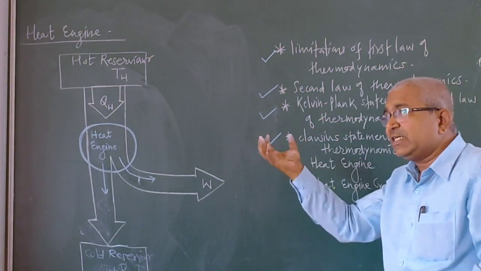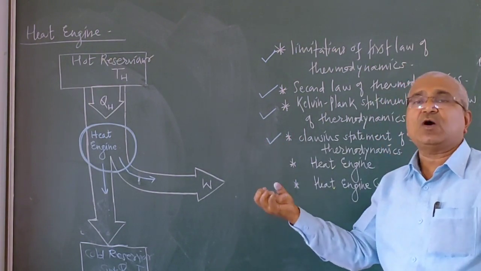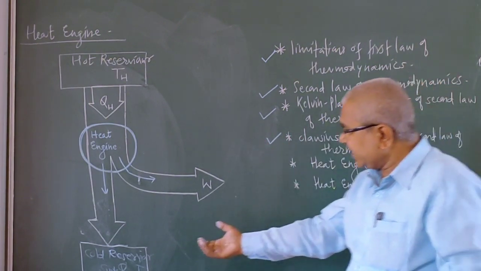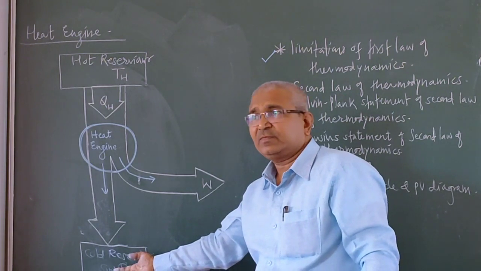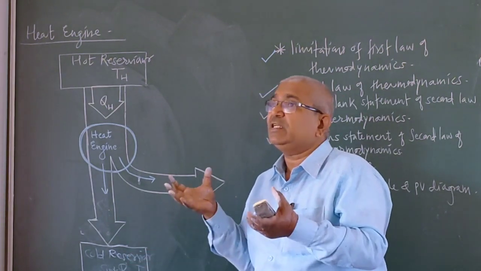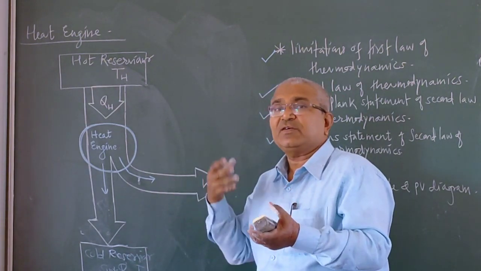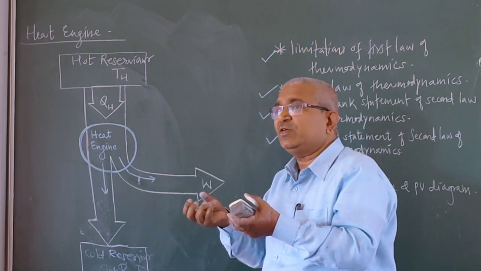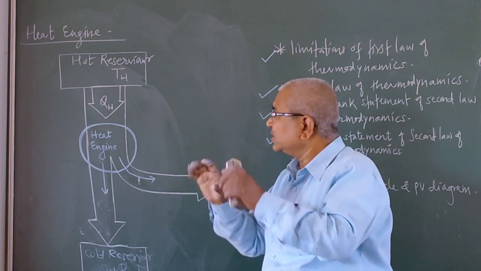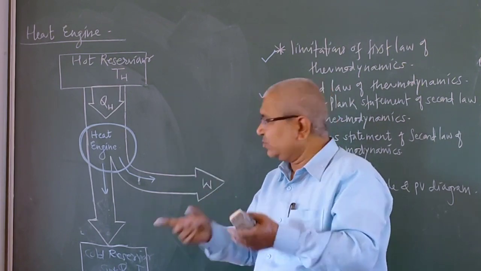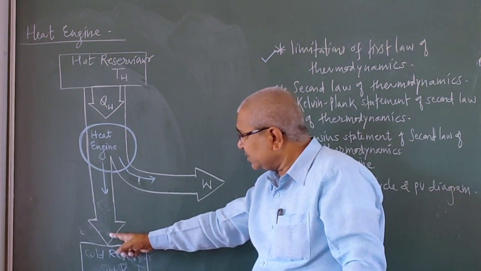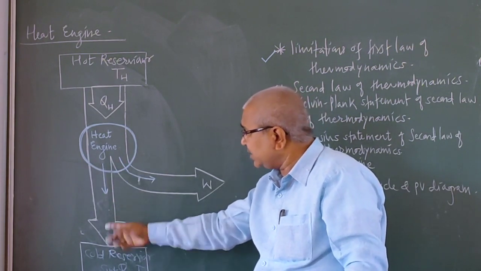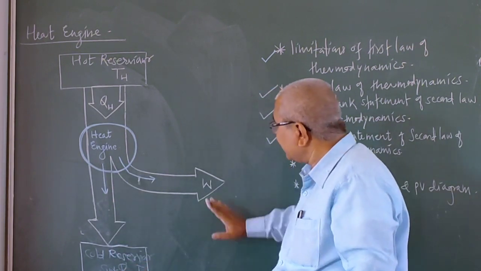Whatever heat is exhausted from the output of the heat engine is collected in the cold reservoir. That is why the heat engine becomes warm after working, and we feel heat on the surface of the heat engine. Some part of the heat is exhausted from the output of the heat engine towards the cold reservoir.